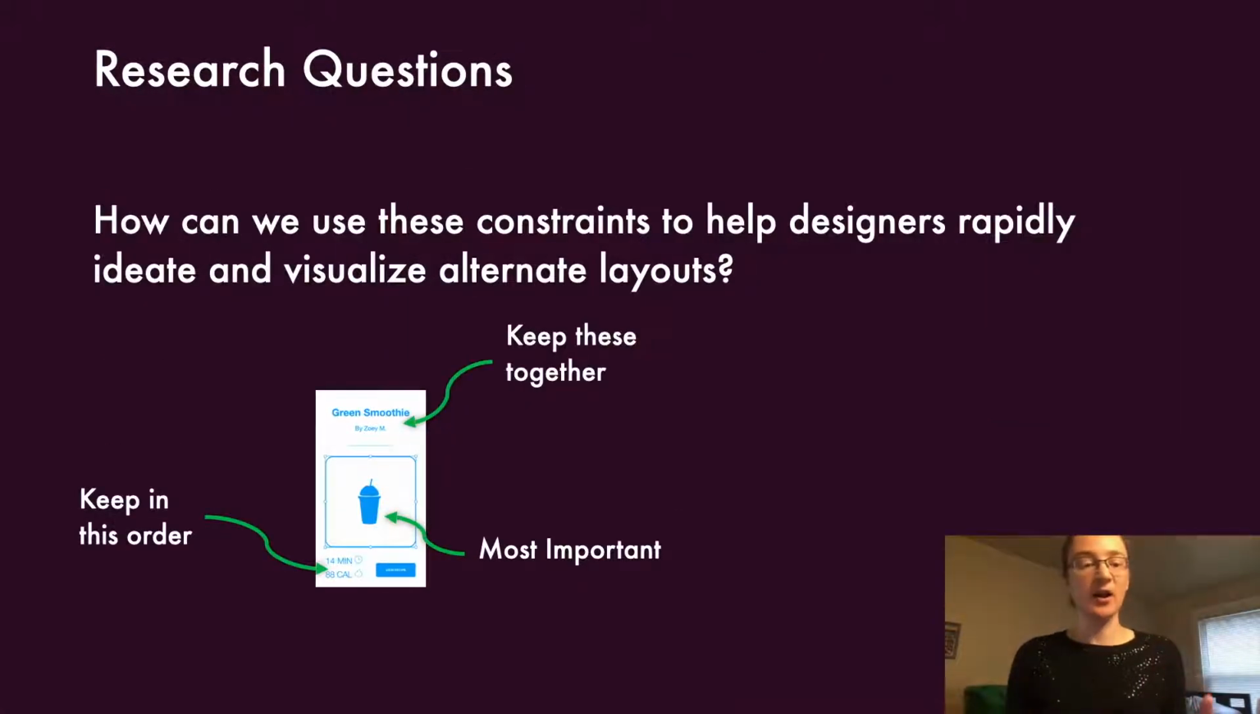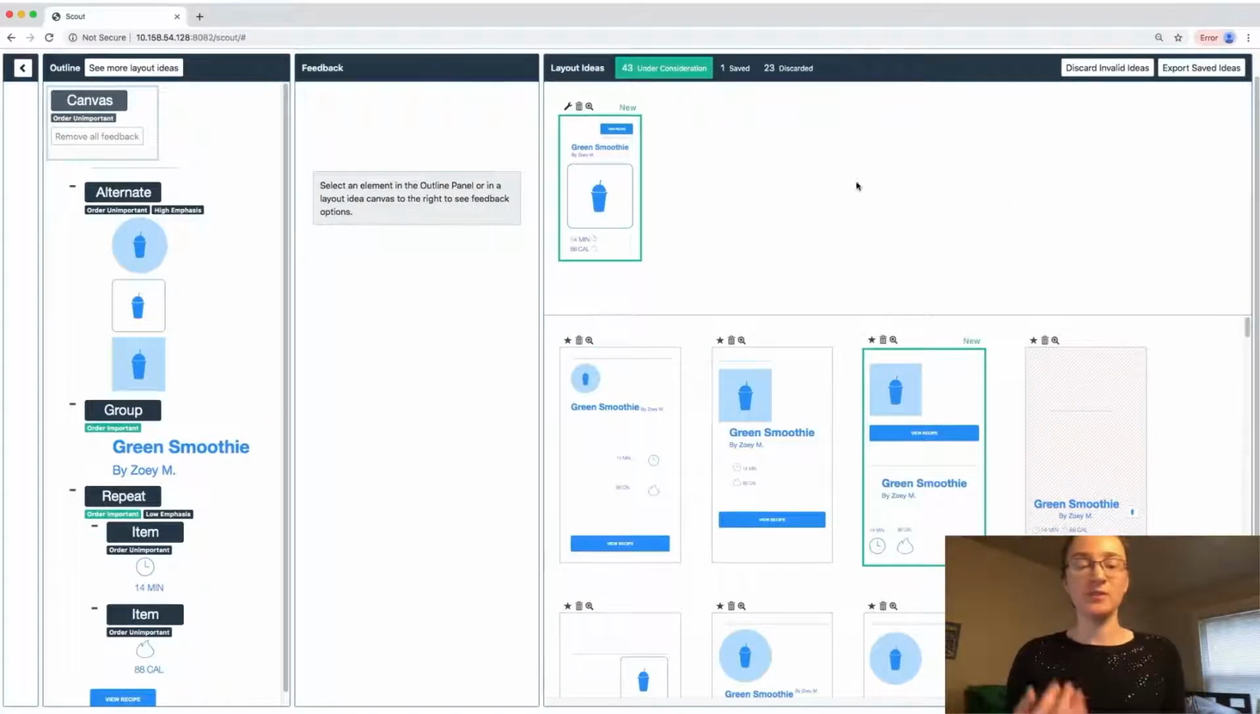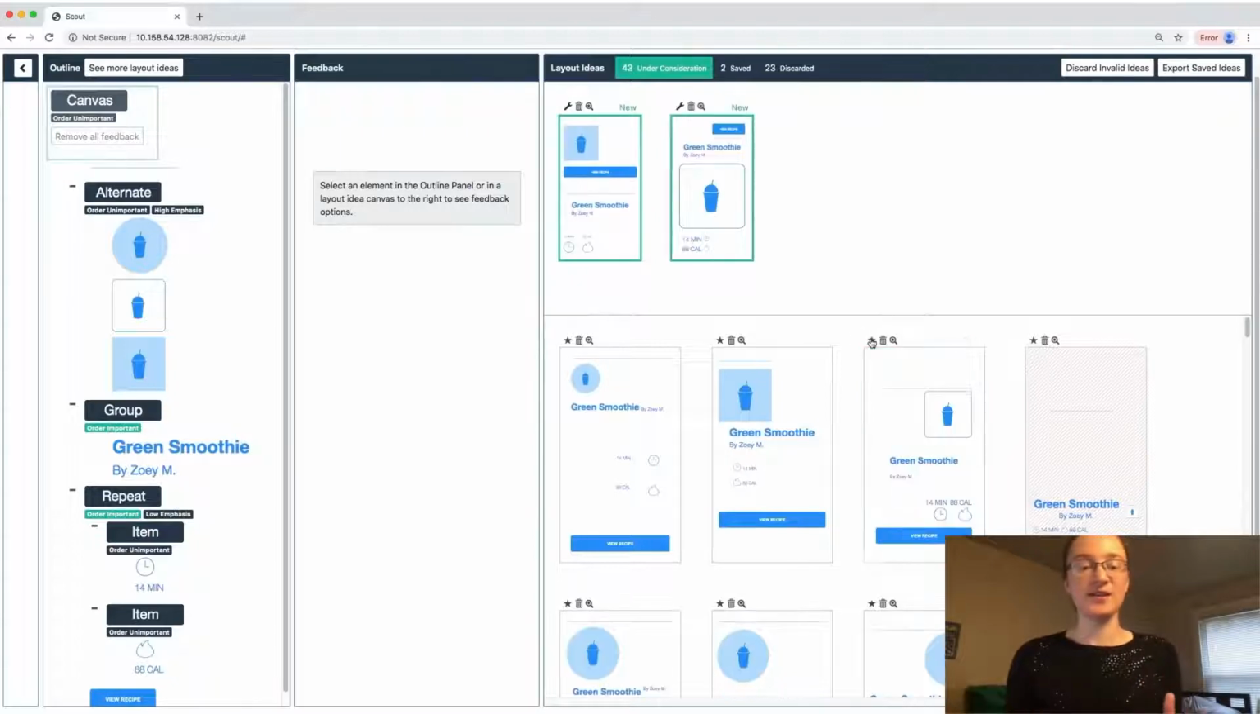In contrast to prior work, the insight we make in this work is that we can leverage this ambiguity for ideation and can have the constraint solver generate lots of alternative solutions to satisfy a designer's constraints. So this is our system Scout, which presents designers with a gallery of layout ideas for their selected interface elements. And they can explore and interact with those layout ideas.